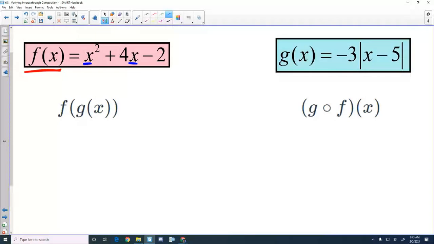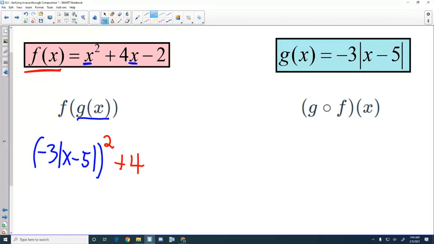So it starts with an x squared. But instead of writing an x, I'm writing g of x, which is that entire equation over on the right. So I'm going to start by, in parentheses, writing this negative 3 times the absolute value of x minus 5, squared. So now I'm back to my f function, plus 4 times x. But again, when I get to an x, you don't write x, you write g of x, times negative 3, absolute value of x minus 5. And then back to the f function, minus 2.